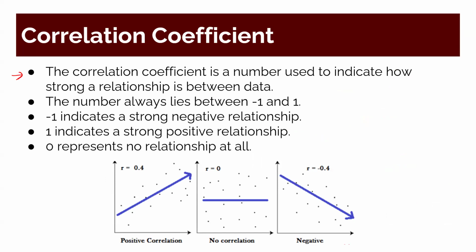The correlation coefficient R is a number that tells you how strong a relationship is. The number always lies between -1 and 1. -1 means a strong negative relationship, 1 means positive, and 0 means no relationship. Okay. And you have here three examples: positively correlated, no correlation or no linear relationship, and negatively related. Is this clear?